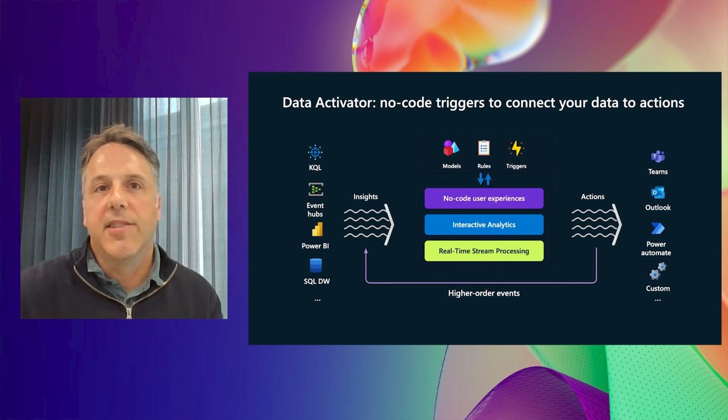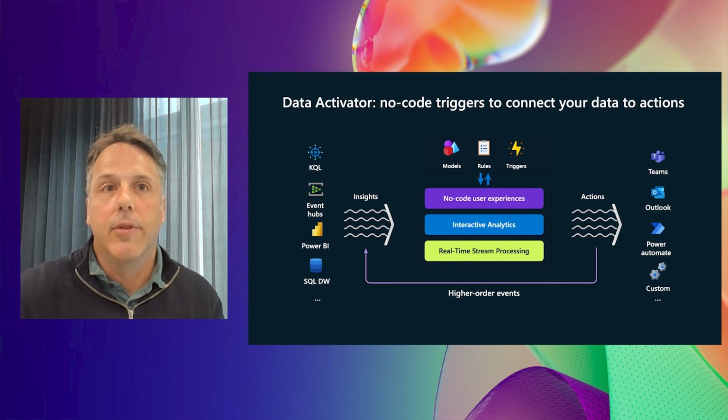Now, that action can be as simple as sending an email or a Teams message to the relevant person in your organization, or it could be triggering a Power Automate flow or driving an action in one of your line of business apps. Regardless of the data source, and regardless of the action system, Data Activator gives the business analyst a dedicated place to define their triggers and a consistent, no-code experience across all of these different data sources and systems. So, without further ado, let me show you Data Activator in action.